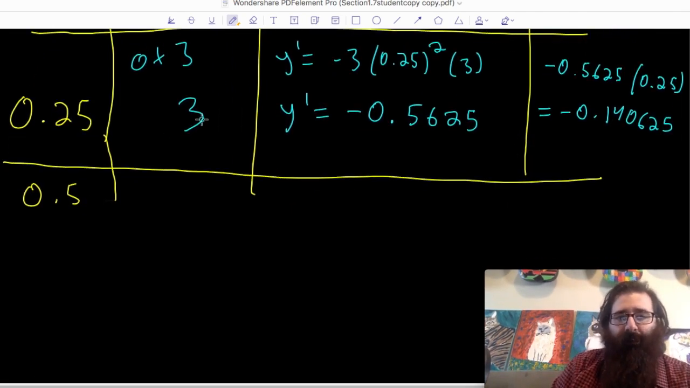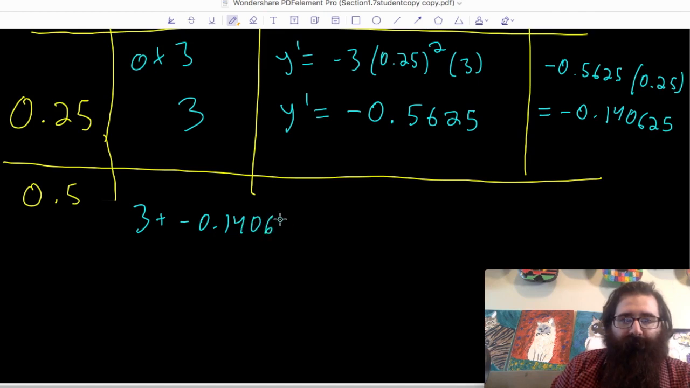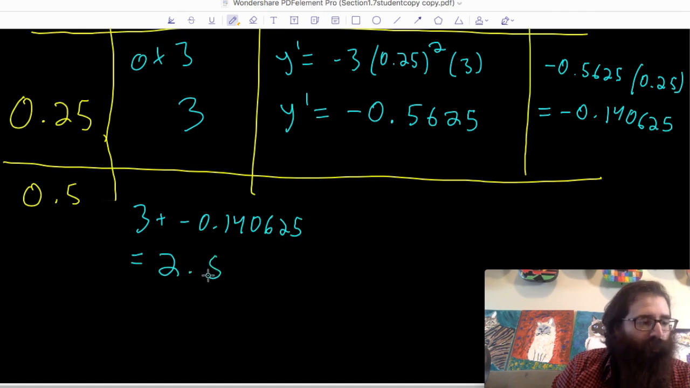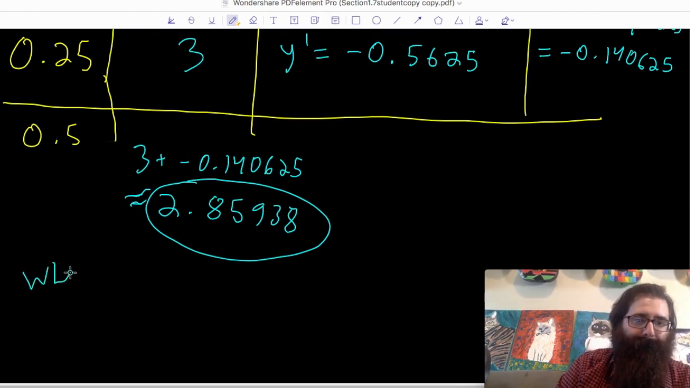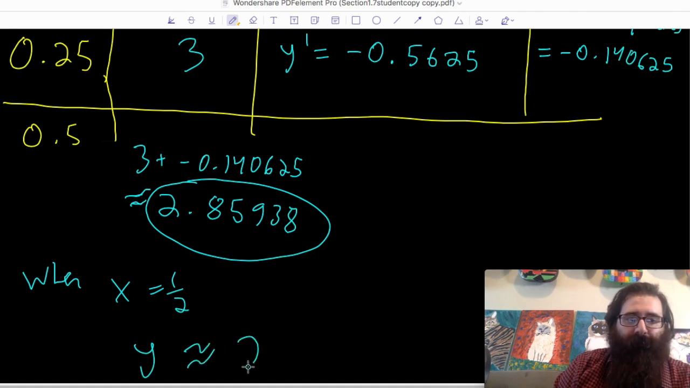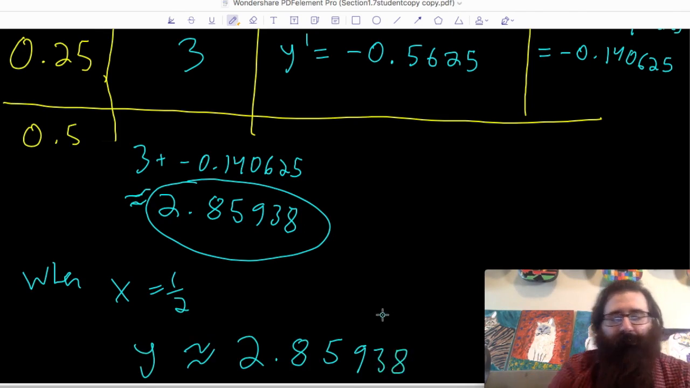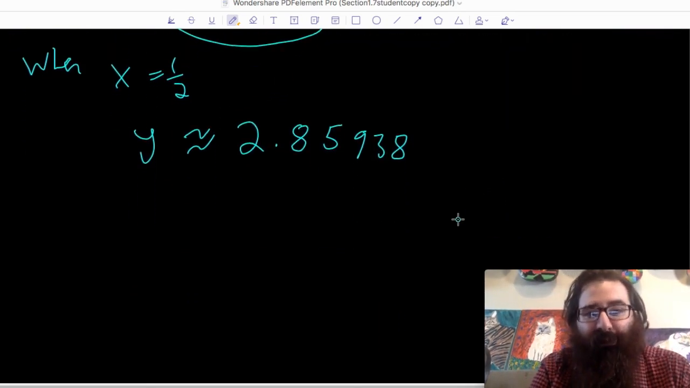And then we use that same calculator friend to add it to our current y value. So 3 plus negative 0.140625 is going to give us 2.85938, sort of an approximate value here. So what we're saying is, when x is 1/2, y is approximately 2.85938. And that's Euler's method with step size of 0.25.